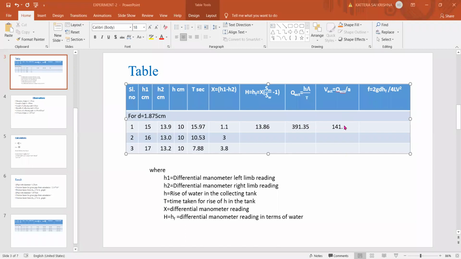This value is 141.79. Okay. Next, after getting the V value, this V actually is this one, V square. So now you need to calculate the friction factor for the first reading. Okay. Calculate it.